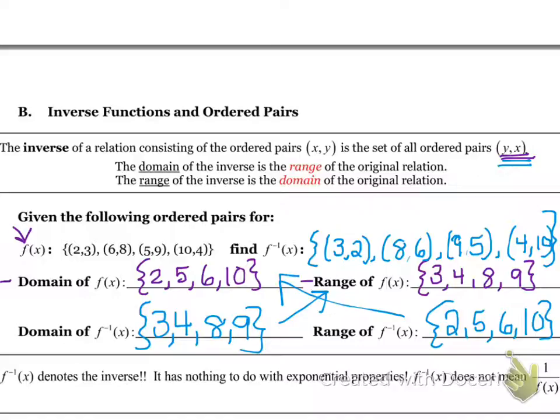Keep in mind that f to the negative 1 of x represents the inverse. It's a notation. You don't do anything like exponent properties with it, so it does not mean 1 over f of x. It's just a notation that represents the inverse.